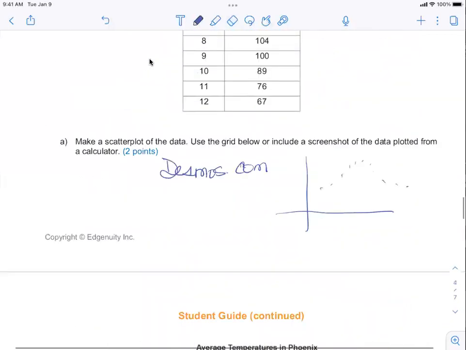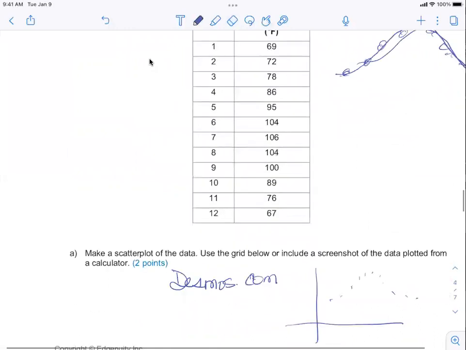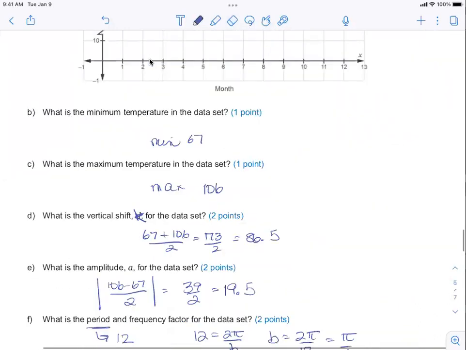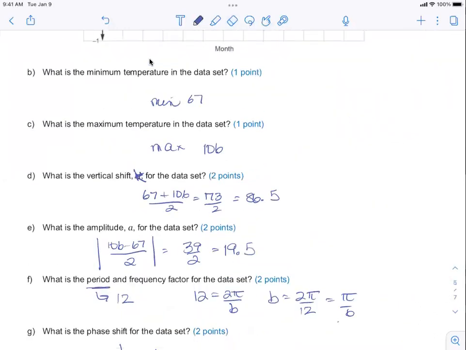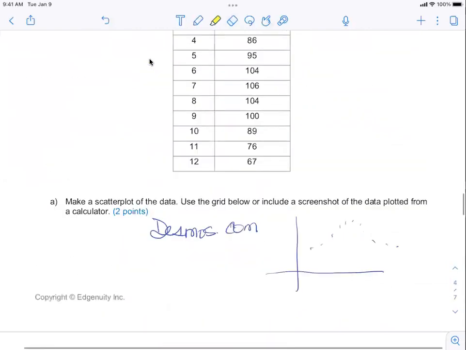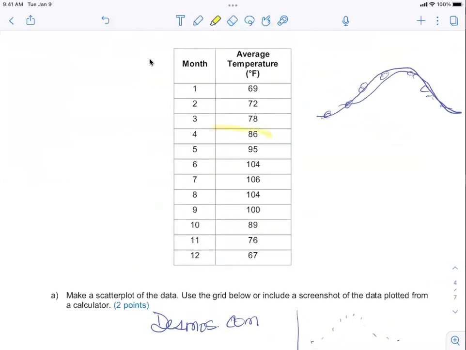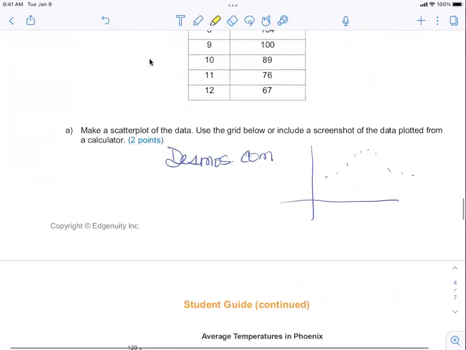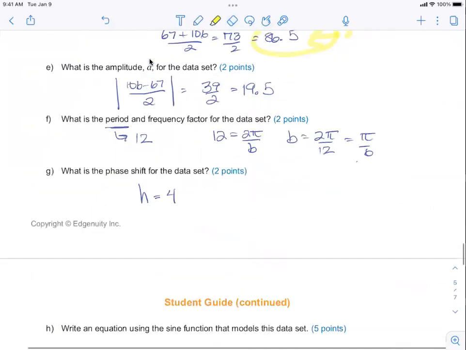86.5. Okay, so where does that come from? Your vertical shift is here, your 86.5. So if we go back up into the table, this value is closest to 86.5. So that's why we're going with 4. Because 4 is the month that aligns with that.